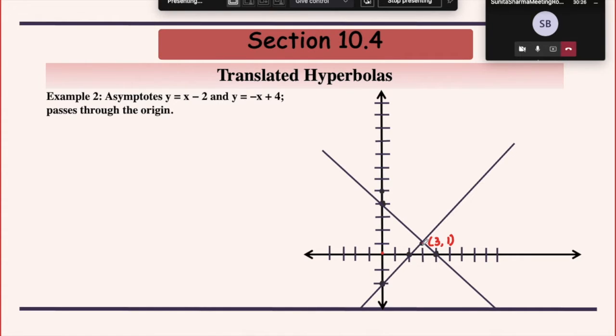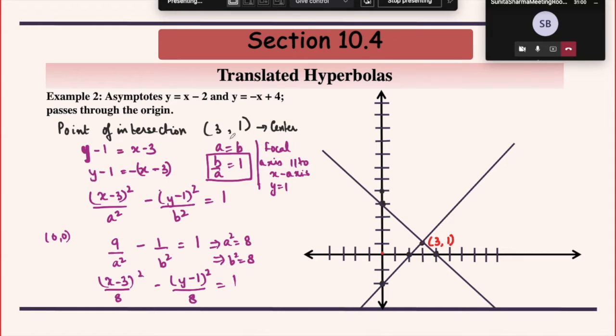Okay, and the second thing which we have already seen is that the branches will be on the left and right because it has to pass through origin. So your axis will be placed horizontally. So what is the equation of the focal axis, Sanya? Ma'am, equation of the focal axis will be y is equal to 1. Okay, fine. So I'll proceed now with the solution part.